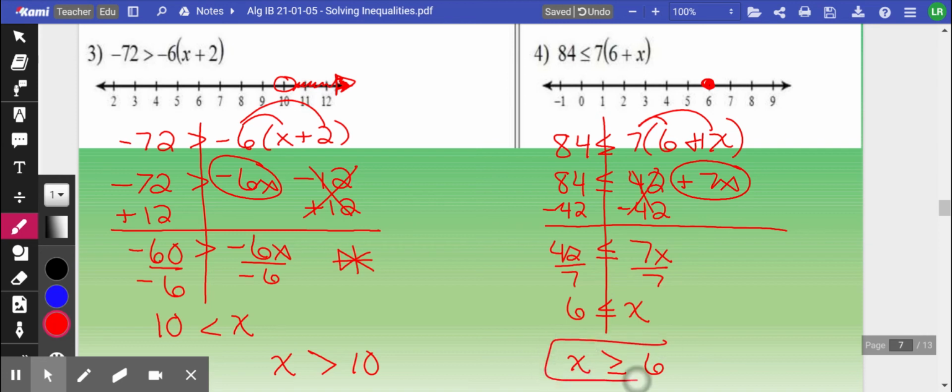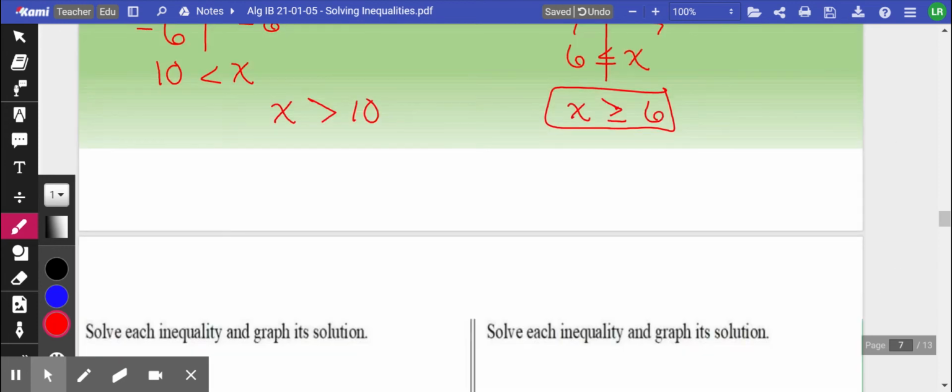I'm looking at this. Which way does that point? Pointing to the right, so I shade to the right. It essentially is going to tell you which way you draw that arrow at the end. Okay? Is 6 a solution on this one? Yes, because that's a closed dot. The or equals to sign is there. Okay? Now, the last two, the only thing that's going to change is we're going to have a couple of variables on both sides. Okay?